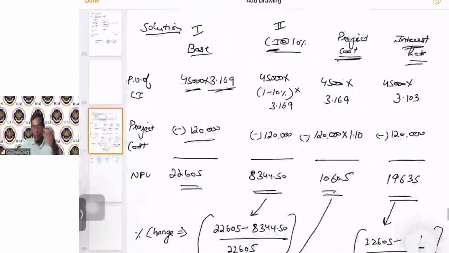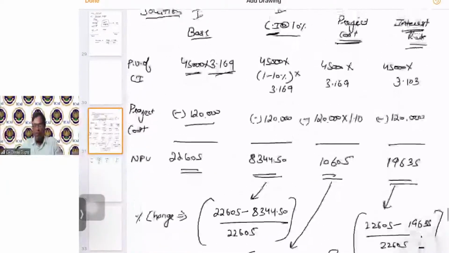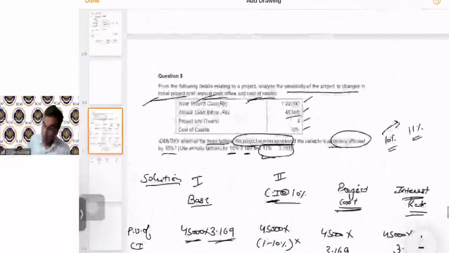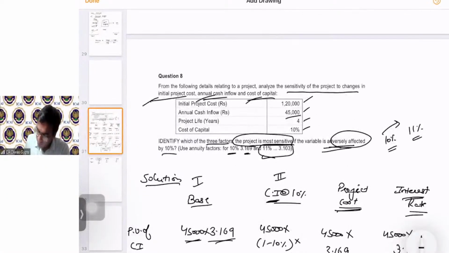Correct? Then only you will be able to see what is the impact of reducing the cash inflows by 10%, and what is the impact of increasing project cost by 10%. See, the question is very smart, because it is saying that you have to assume that everything is adversely affected. Now you have to interpret how the adverse impact will come because of the cash flow.